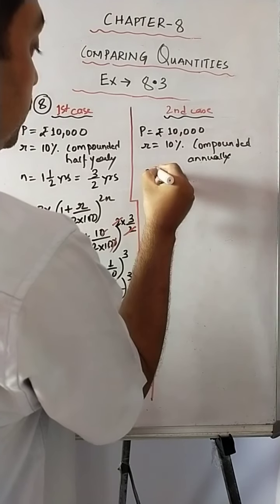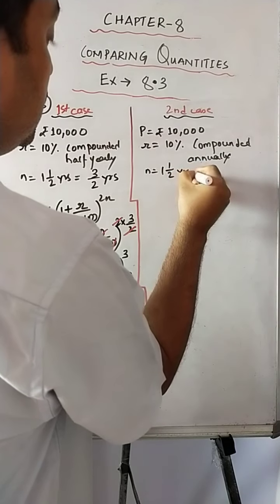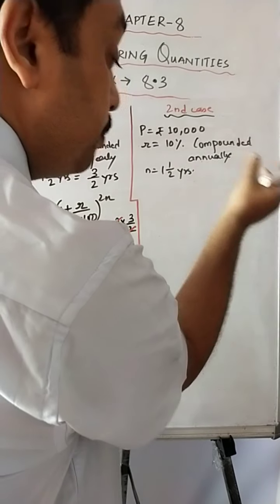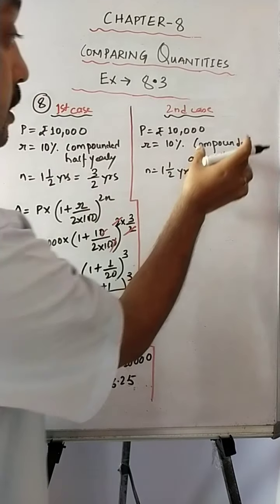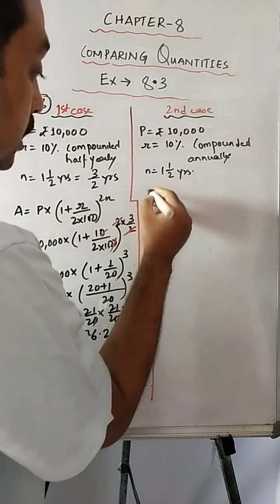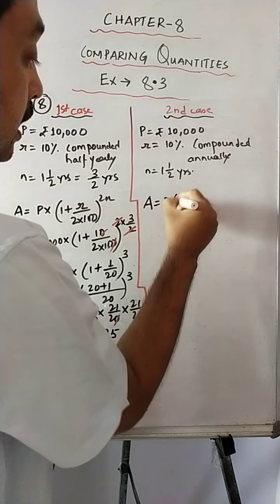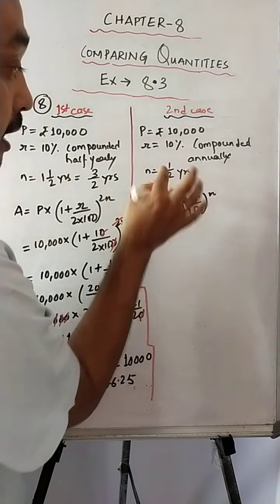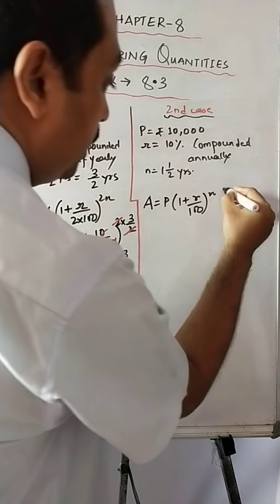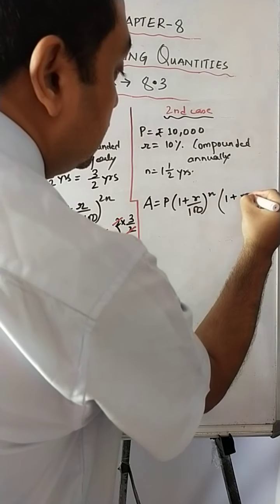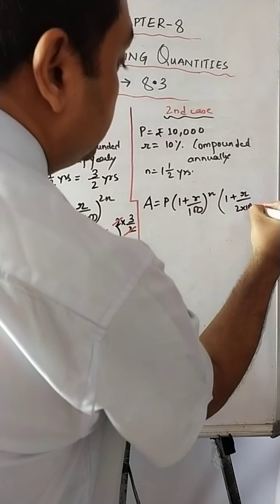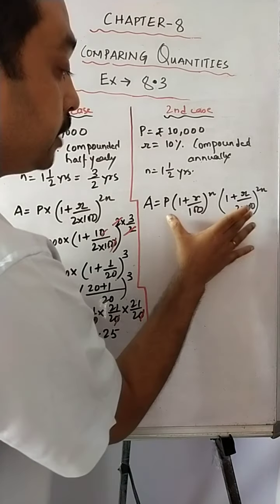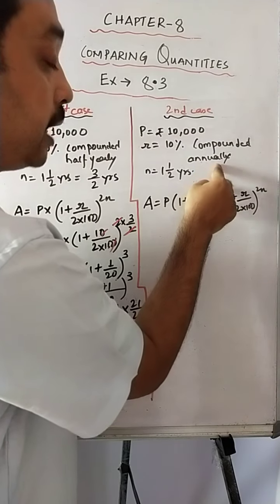Okay, and number of years is 1.5 years. So this time we will not change it into the improper form. Okay, and you know that when compounded annually is written, how to write the formula? That is P (1 plus R by 100) to the power n. This is for 1 year, and there is a half year more. So for the half year, we have to write the half yearly formula here.